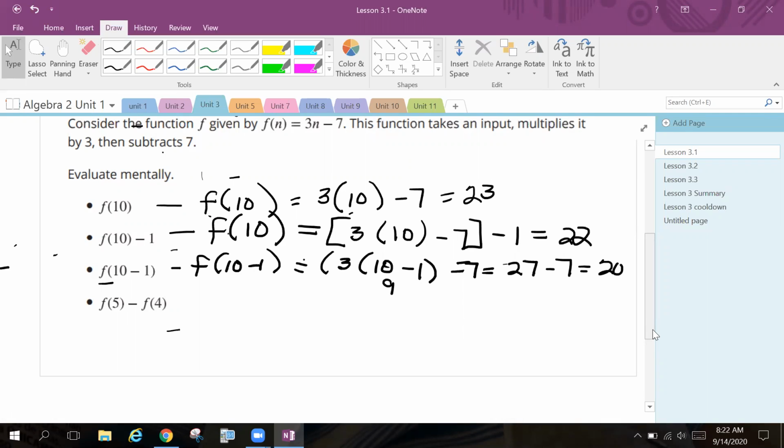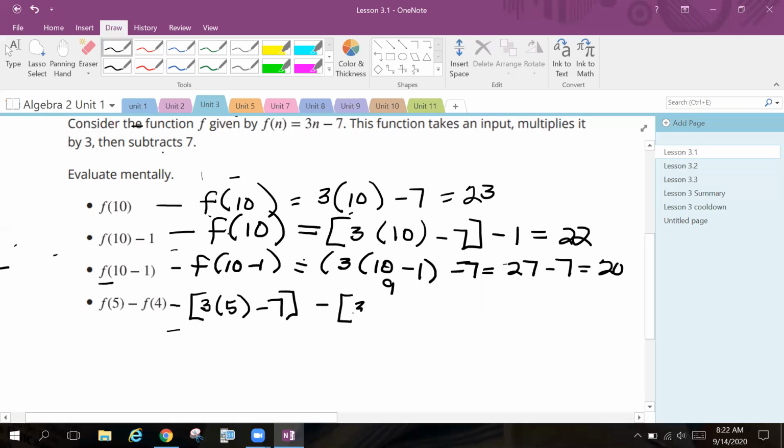Y'all didn't get it? Anybody, y'all struggling? Okay. All right, you're still using the same function each time. It's just two different inputs. So what you're doing is you're saying 3 times 5 minus 7 in one set of brackets, then minus 3 times 4 minus 7 in another set. So it's like you're doing two separate functions, okay?